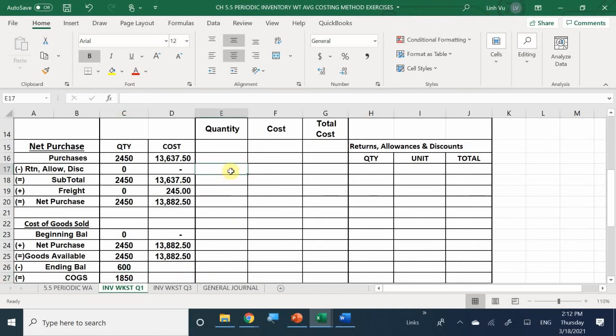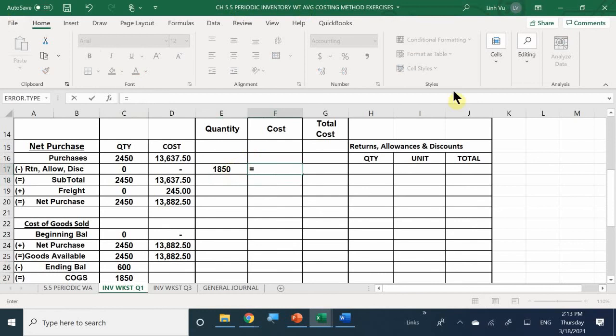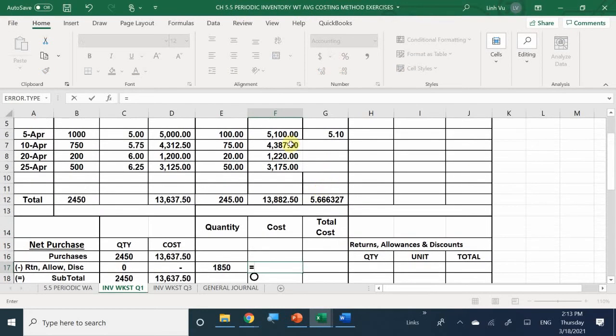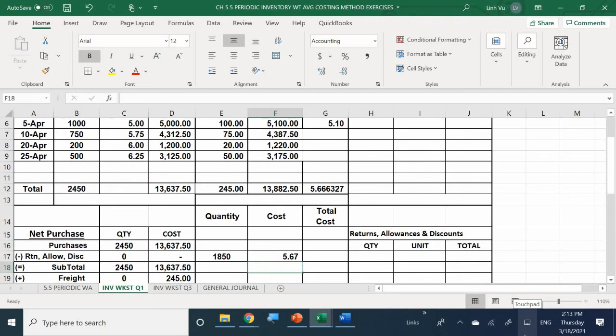All right, so I'm going to take my 1,850, right? My average cost per item, once again, is located right here. It's 5.66327. Okay. All right, just to make sure you guys know that this is that number. Okay, so here, this is where I'm going to do the equal round because I don't want to lose money out of this.